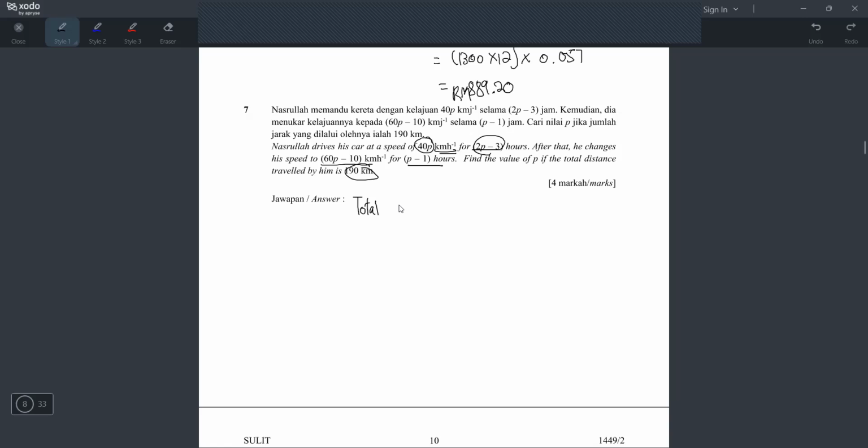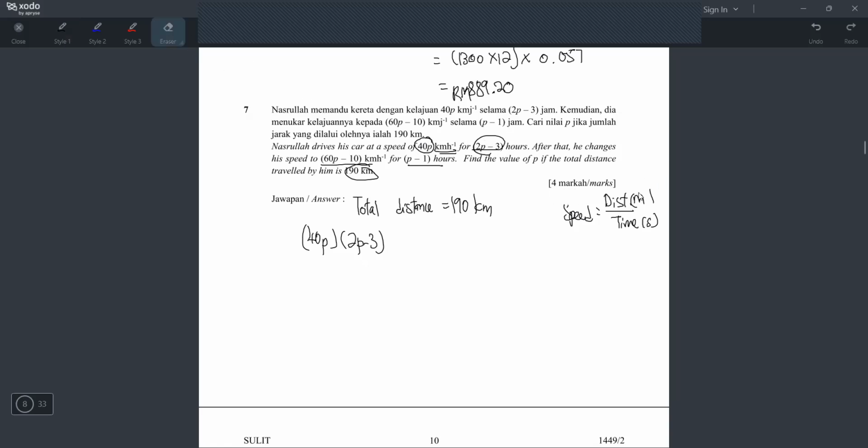Total distance equals 190 km. First of all, how to find distance? You can take speed times time. So you can take 40p times 2p minus 3. For those who don't understand why I multiply these two, listen. The formula for speed is distance divided by time. And let's say your distance is in meters and your time is in seconds, then your speed will be meters per second, or ms minus 1, right?